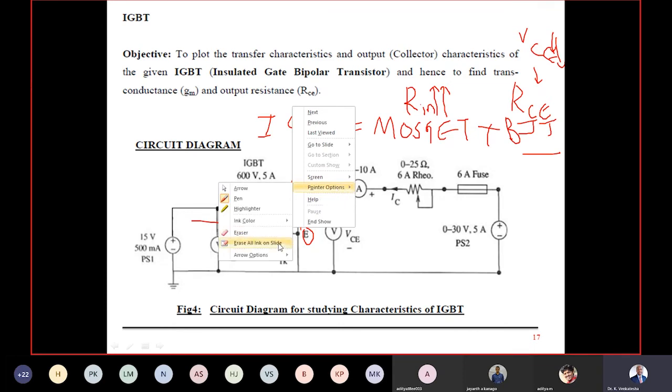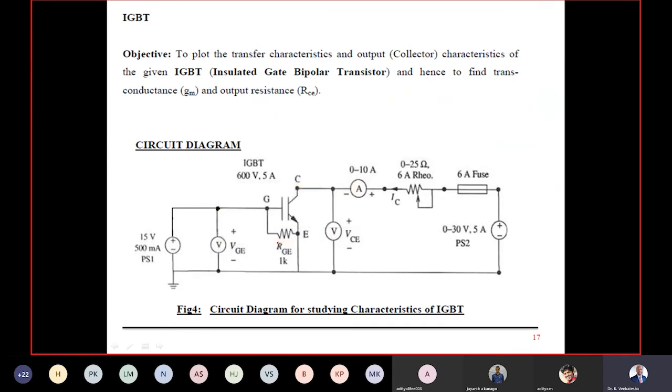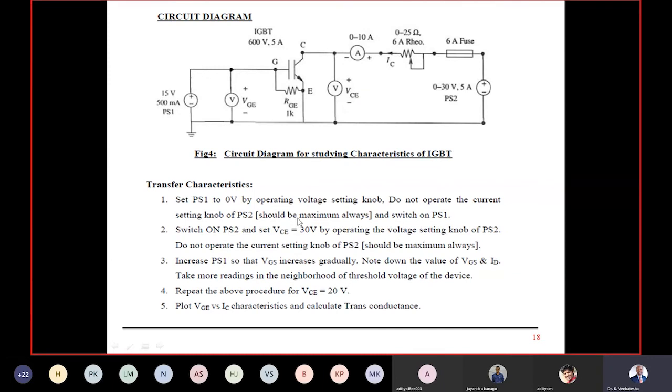My experiment is 100% the same. Let us see the circuit diagram for the transfer characteristics. The circuit diagram remains the same, only the IGBT is changed. So we go step by step. Let me note down the values. Initially, set PS1 to 0, set PS2 to 30 volt, so that 30 volt will be available across the IGBT, that is, VCE.